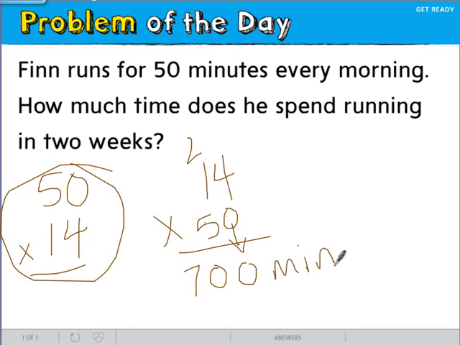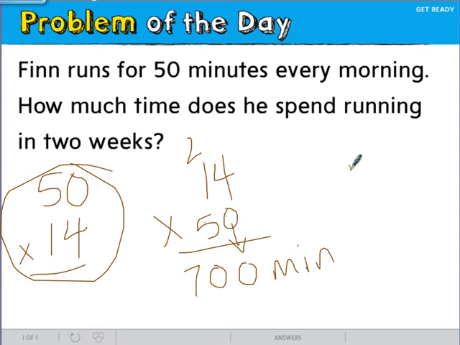700 minutes is a long time. How many hours is that? Divided by 60. So that would give us 11 hours and 40 minutes. Right? Yes. Okay. Now look, this is important right here. Do you see how I just had to move the 0 down and then I multiplied this out like I was multiplying by a single digit number?